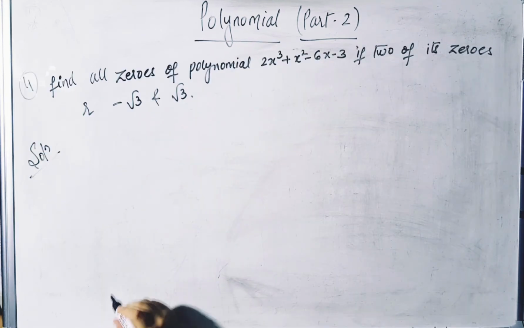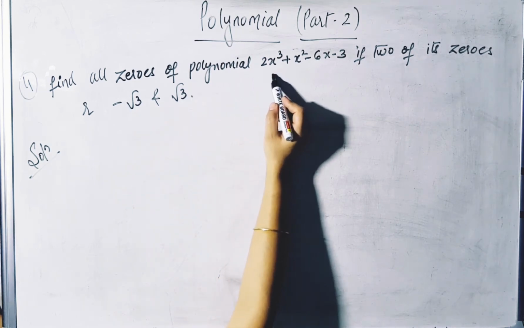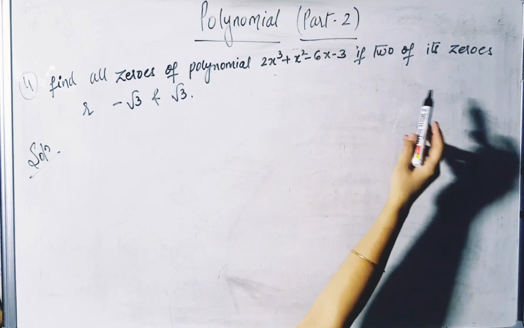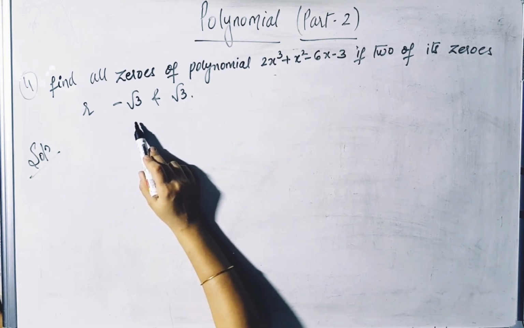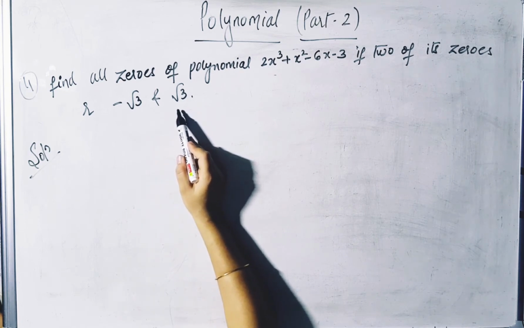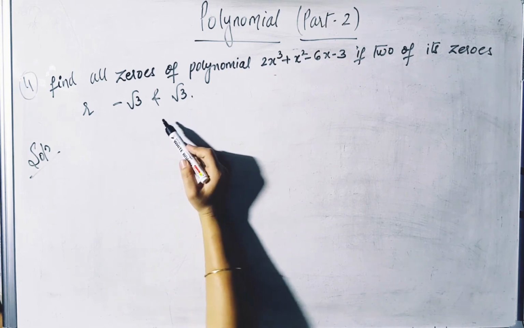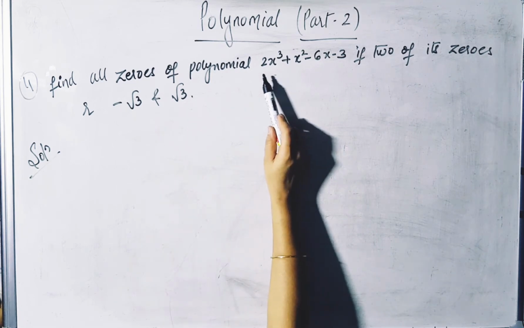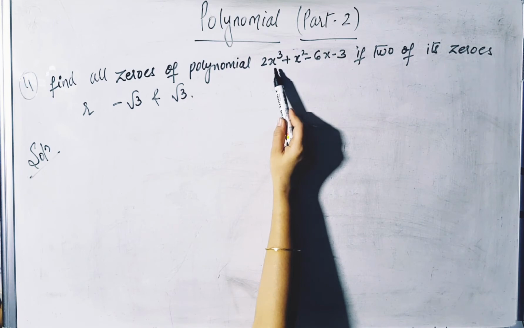Now the question is, find all zeros of the polynomial 2x cube plus x square minus 6x minus 3 if two of its zeros are minus root 3 and root 3. See, when I was explaining the concept of polynomials in the part 1 video, I told that if it is a quadratic polynomial, that means the degree is 2, so we'll get 2 zeros. Now here it is a cubic polynomial, that means the degree, the highest power of x, is 3. If the degree is 3, that means we'll get 3 zeros.